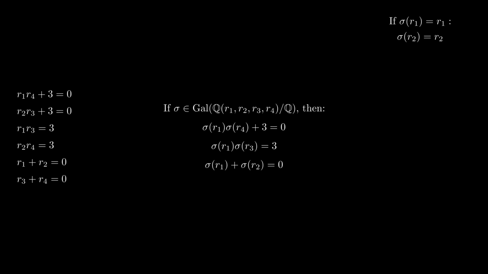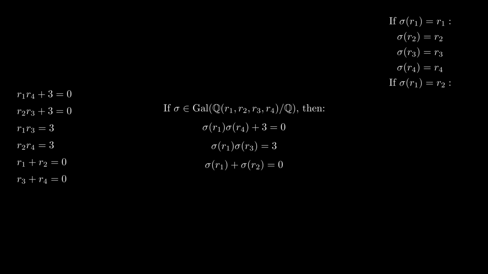And then the same thing for R3: wherever it goes must multiply with R1 to be 3, so it is also fixed. And then finally R4 must go to R4. So that wasn't very interesting. Let's do another one. Say R1 goes to R2 instead.